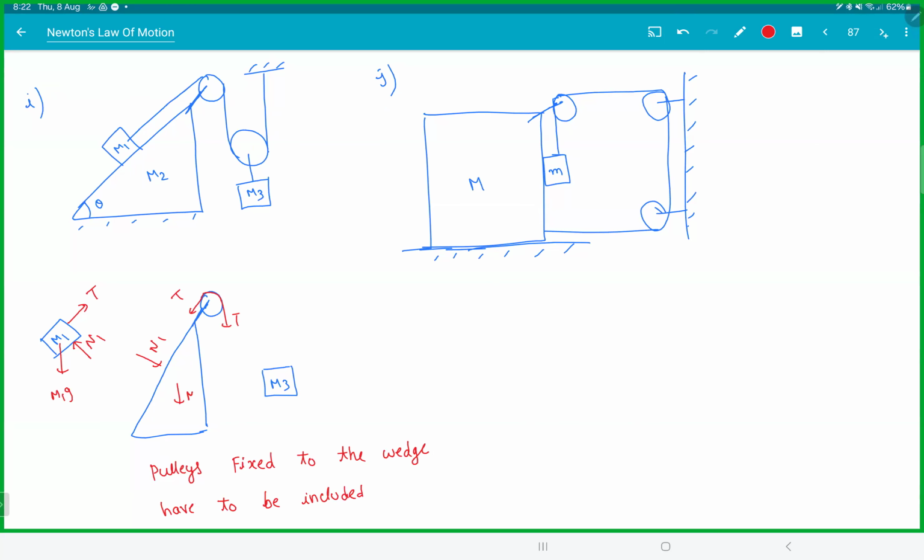You have your own weight, M2G. You have a normal reaction in ground. This thing will be, if you see, this is tension T. So this is tension T. This will be 2T. So this is 2T and this is M3G. Check.